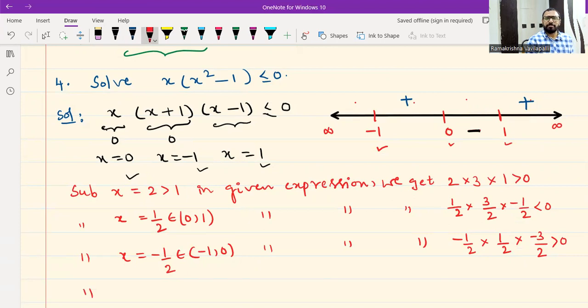Now you substitute any number less than minus 1. So you take x equal to minus 2, which is less than minus 1, in the given expression. Now you see minus 2 into minus 1 into minus 3. Obviously, the product of 3 negative real numbers is negative. So we got that for any x less than minus 1, the given expression is negative. So keep the negative sign here.